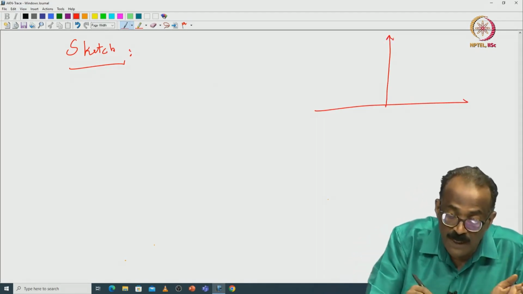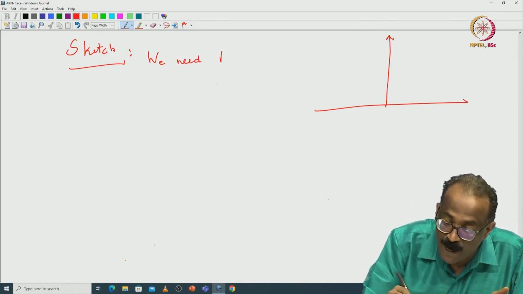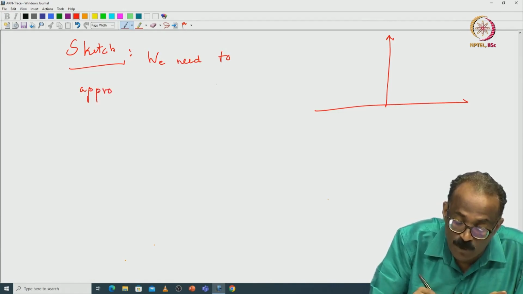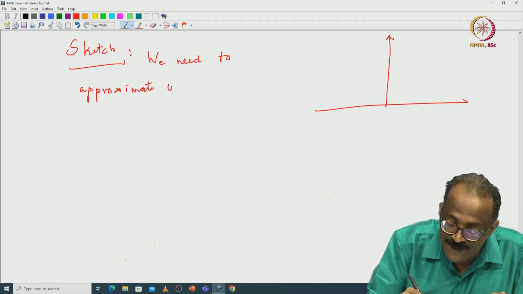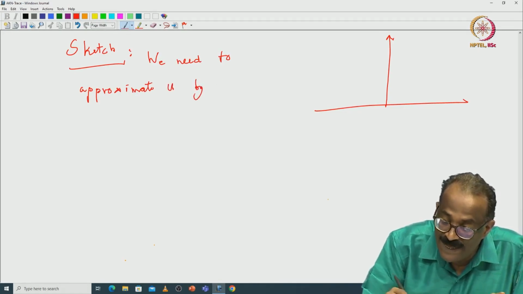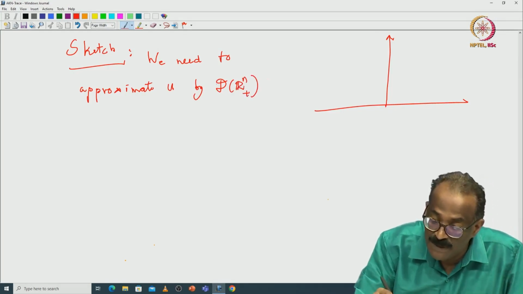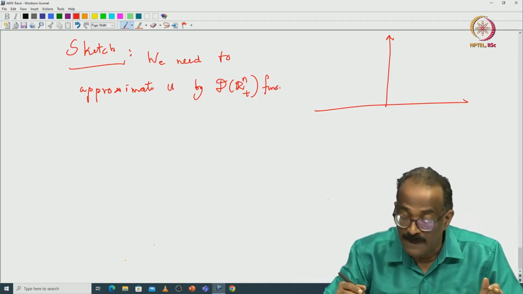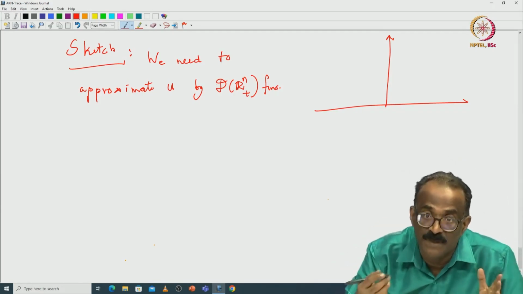What do we need? We need to approximate u, do not forget that, we need to approximate u by D R n plus 1 functions. That is the problem, right? So, D R n plus 1 functions. That is the whole thing. D R n functions you can approximate, but you want to approximate a D R n plus function.